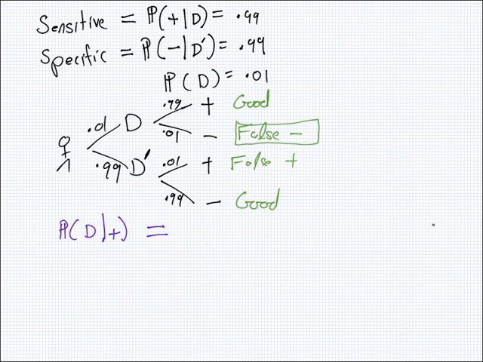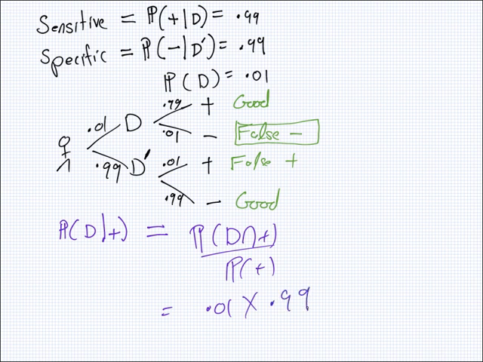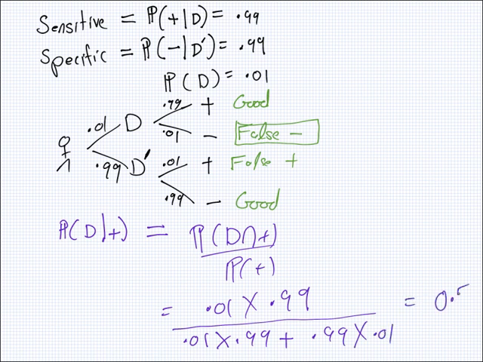Yeah. What's your calculation? What's on the top? Probability of the disease and positive over probability of positive. So, on the top, disease and positive is 0.01 times 0.99. Yes. And on the bottom, positive is 0.01 times 0.99 plus 0.99 times 0.01. This is 0.5.